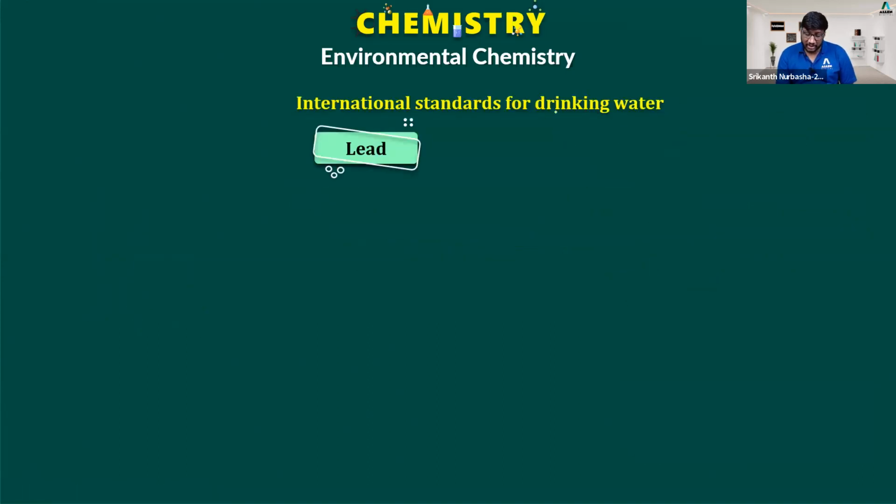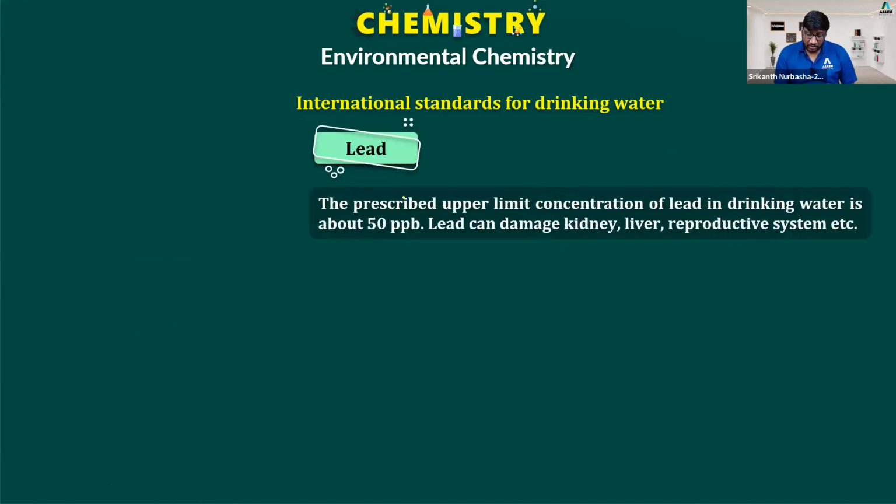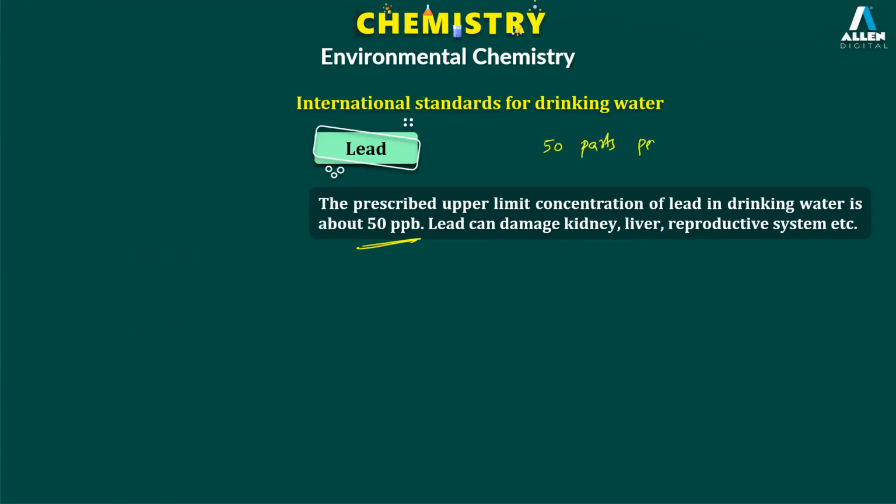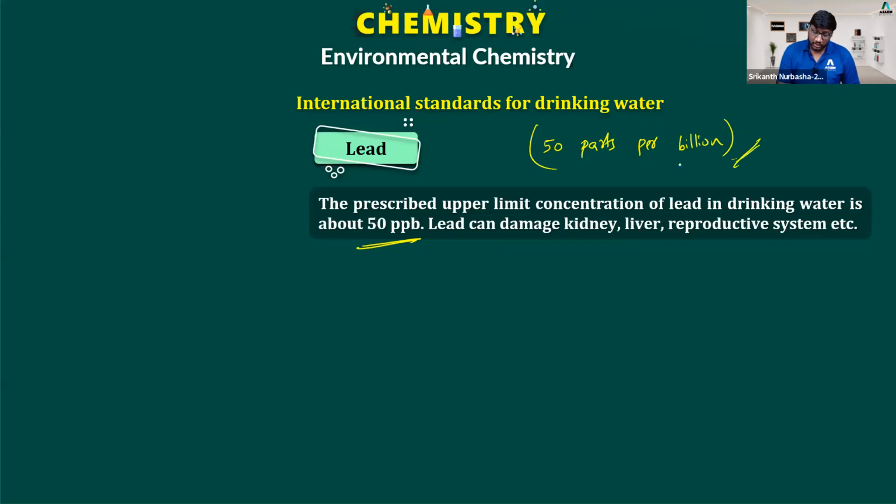Lead, international standards for the drinking water. The prescribed upper limit concentration of lead in drinking water is 50 ppb. 50 ppb means what? 50 parts per billion. So lead is highly dangerous. So 50 ppb has to be the upper limit for lead in the drinking water. Lead can damage kidney, liver, reproductive system. All these can be affected by lead.